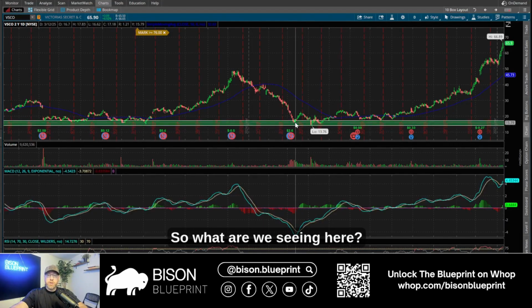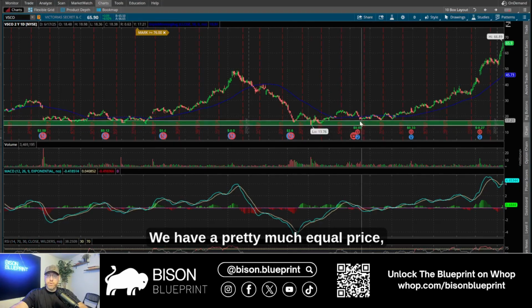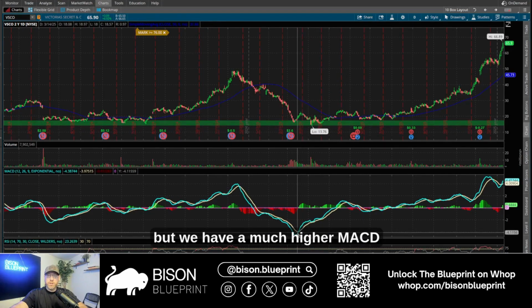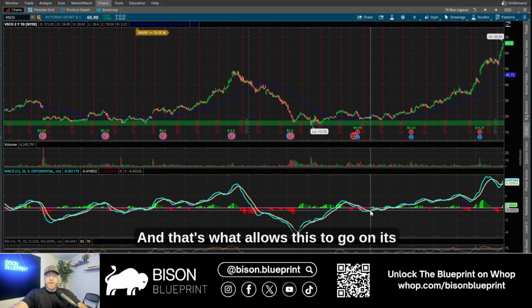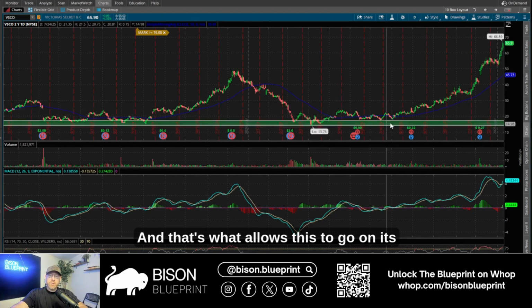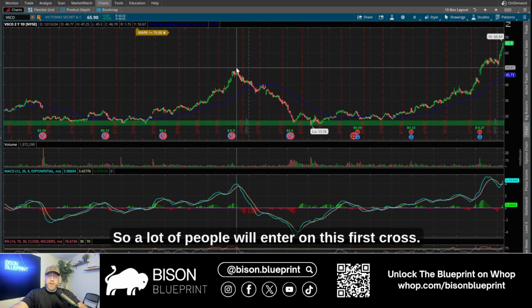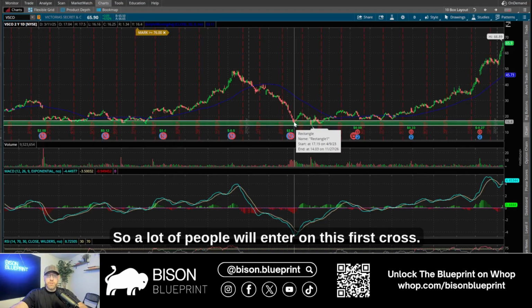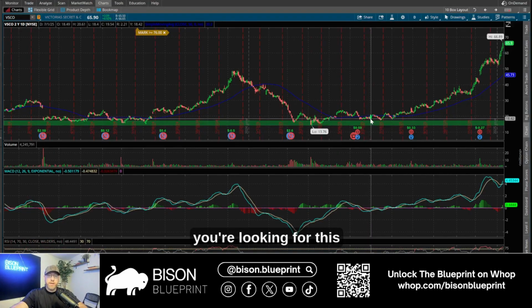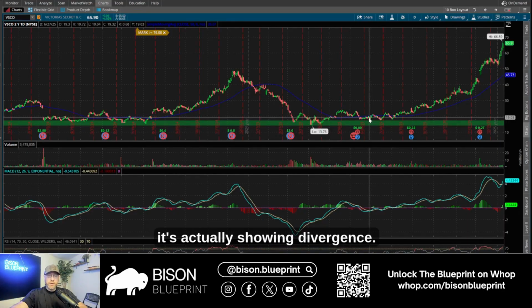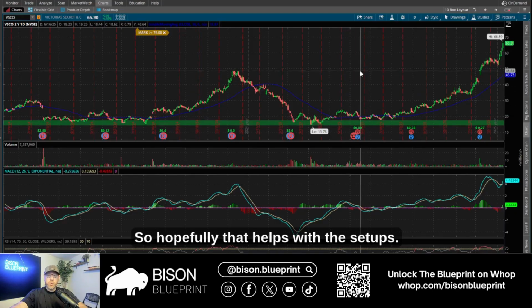So what are we seeing here? We have a pretty much equal price, relatively equal, but we have a much higher MACD divergence, a much higher MACD line. And that's what allows this to go on its big run. So a lot of people will enter on this first cross. It's not a terrible strategy. But when you're really looking for confirmation, when you really want to get in at the right time, you're looking for this second cross where it's actually showing divergence. So hopefully that helps with the setups.